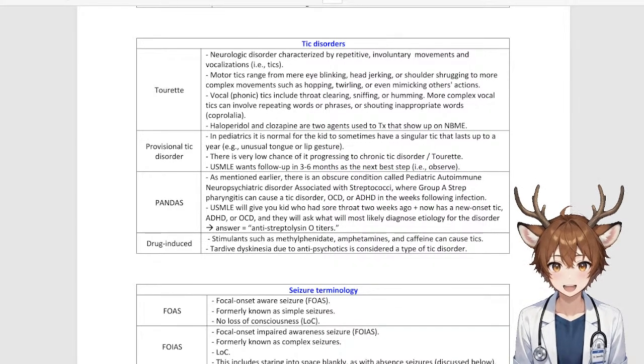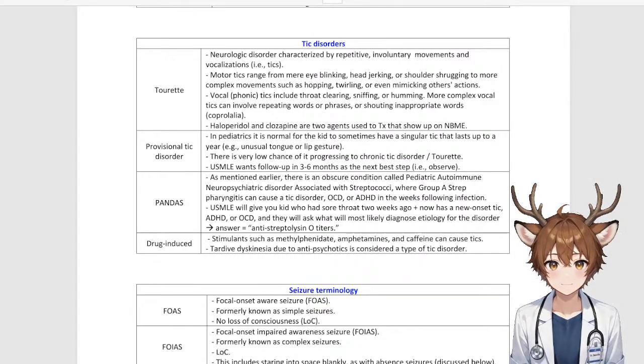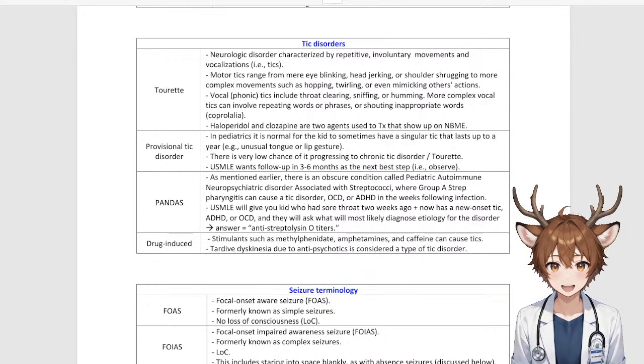Haloperidol and clozapine are two agents used for treatment that show up on the NBME.